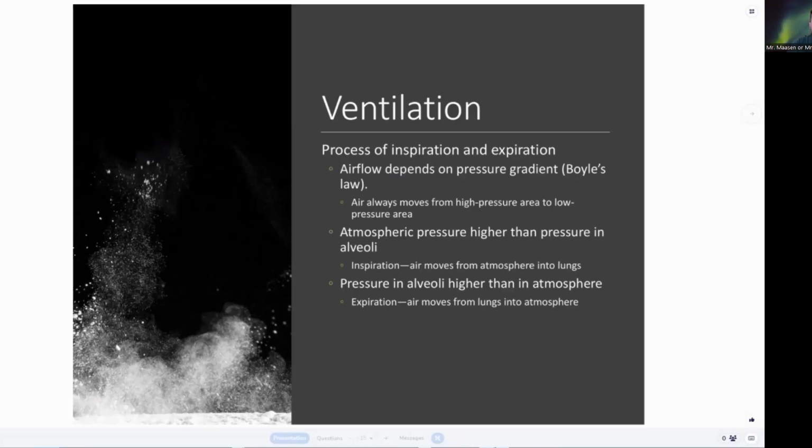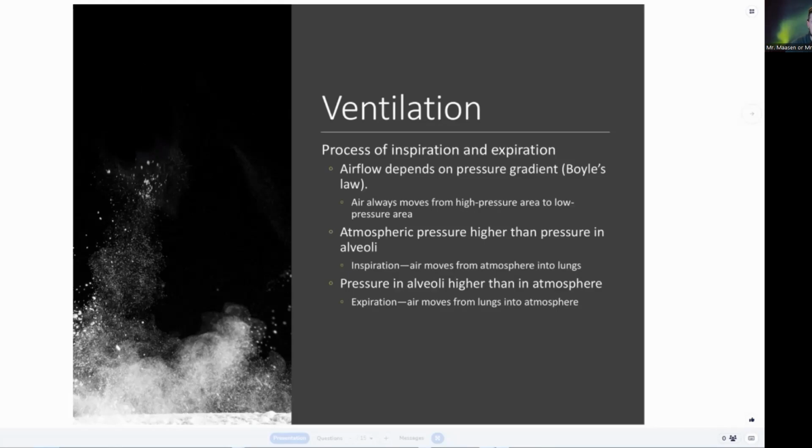So ventilation, all ventilation means is the process of us inspiring and exhaling. So inspiration is breathing in, expiration is breathing out. You can also say inhale or exhale.